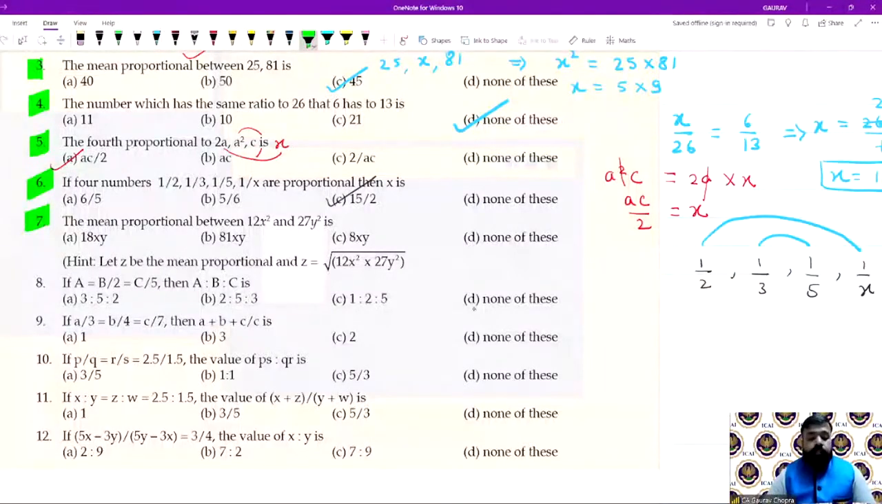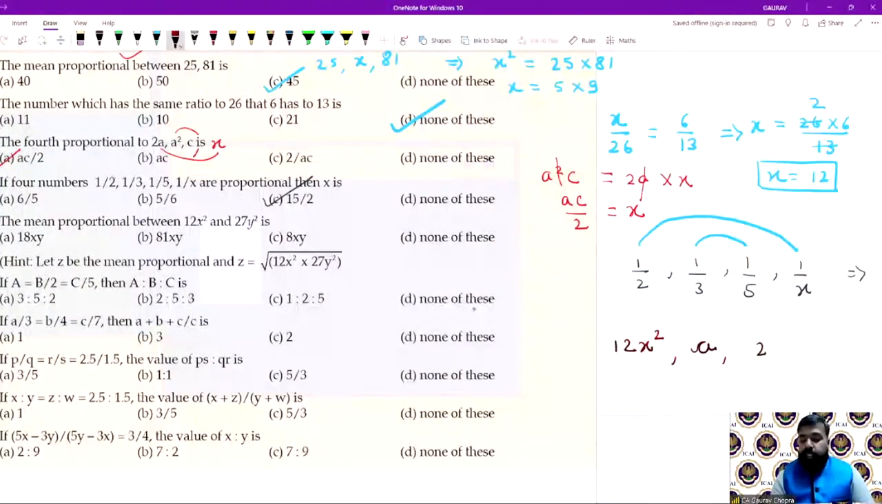Now, seventh, the mean proportional between 12x square and 27y square. So what we have to calculate? Mean proportional, that means the middle term. So we can write 12x square. The middle term we can assume as a, because x is already in use, and then 27y square is the third term. So a square equals ac, that is 12x square multiplied by 27y square.